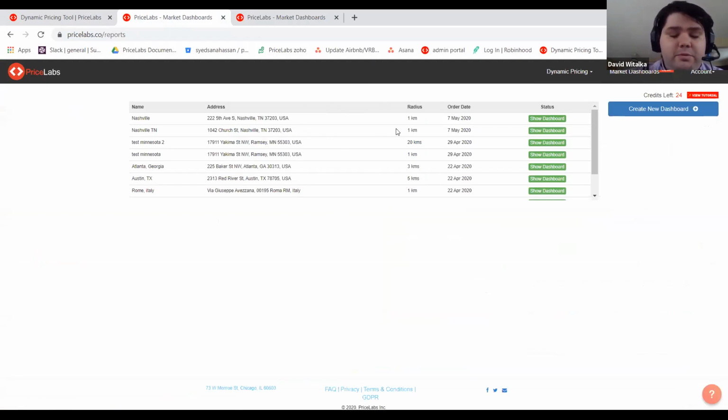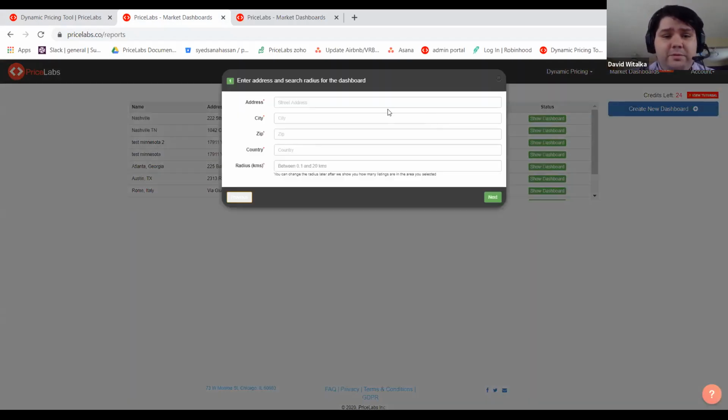If you haven't created any, it will be blank. To create a new market dashboard, click this blue button over here, and you'll be prompted for the address where you want your report to be centered. You can start by putting in your listing address. I'm going to use an address in Nashville, Tennessee, as it is an interesting market to look at right now.